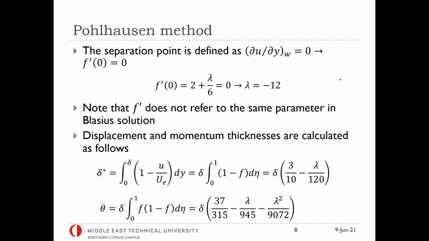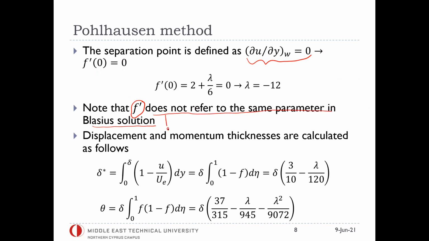As I was just describing, flow separation is defined by du/dy at the wall being equal to 0. We know that, which corresponds to f prime at 0 equal to 0. By the way, this f prime is not the same as the one in Blasius. It has nothing to do with that. It's totally different, so don't get confused. It does not refer to the same parameter in the Blasius solution.